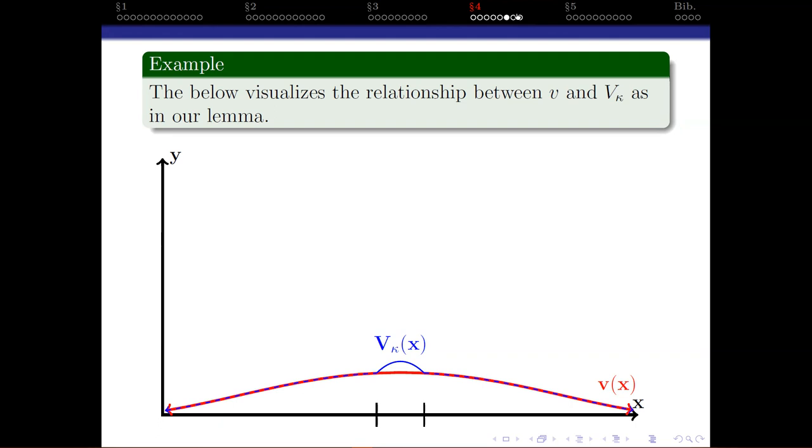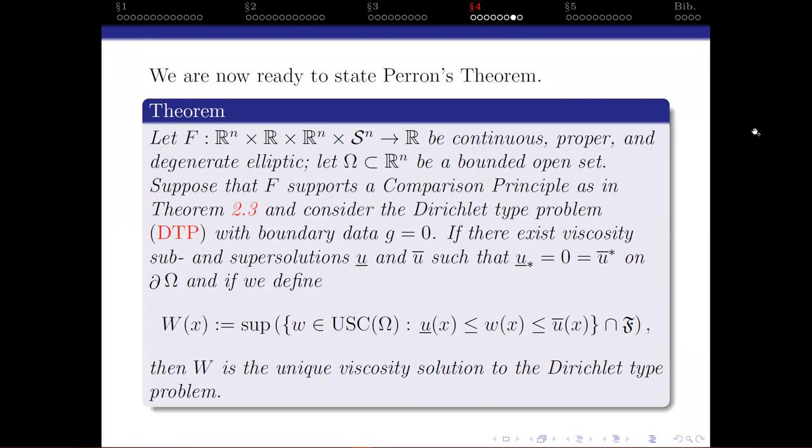Because we now finally have the statement of Perron's theorem. If we have a function F which is continuous, proper, and degenerate elliptic, if we have a bounded open set, F has a comparison principle, just like theorem 2.3 back in section 2, and we have a Dirichlet-type problem with the boundary data G equal to 0, if we have viscosity sub and super solutions, U underline and U bar, such that the lower semicontinuous envelope of U underline equals 0 equals the upper semicontinuous envelope of U bar on the boundary, and if we define big W to be the supremum of the intersection between upper semicontinuous functions between our two half solutions and the family F, then W is the unique viscosity solution to the Dirichlet type problem.